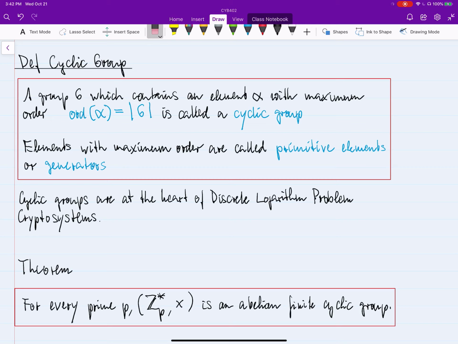So it turns out that cyclic groups are at the heart of discrete logarithm problem cryptographic systems. And Diffie-Hellman is one flavor of it, and we are going to look into other flavors after that. Specifically, we are going to look into elliptic curve cryptography.